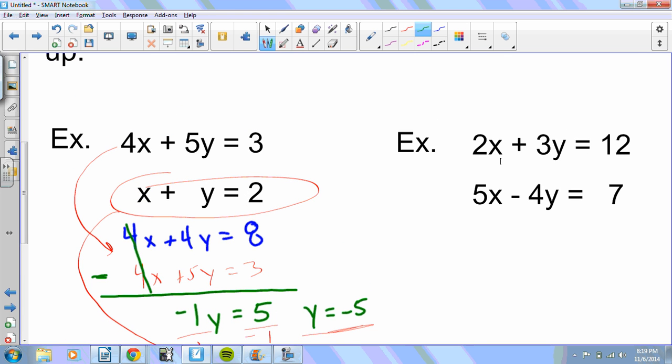Come over here to example 2. Again, take a second, pause the video, and get this written down first before we start working forward. So pause a second, and then we'll go. All right.